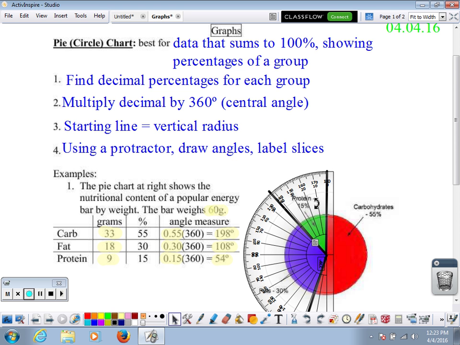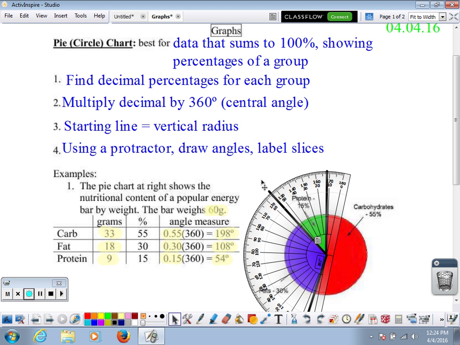Now rotate the protractor so that your zero line is right on the line between protein and carbohydrates. Okay, make sure that your zero line is right between protein and carbs. And make sure that the crosshairs on that protractor are right there at the center of your pie chart. Now your pie chart is drawn just a little bit better than mine, so you should be able to see that when you measure it, you should have this line coming out here, the line between the protein and the fats, should be right about 54.